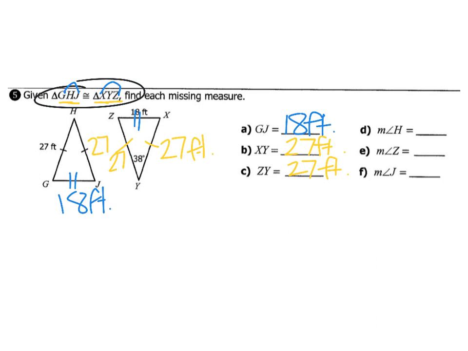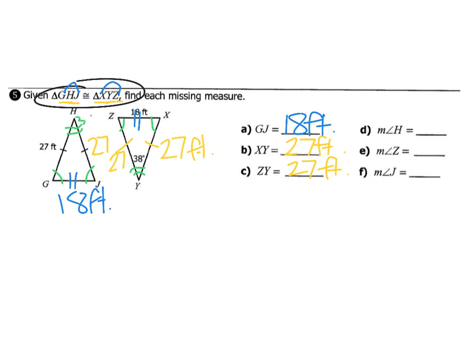So we filled all those in. Now, using what we know about special triangles, if the two legs are congruent, then the base angles are congruent because this is an isosceles triangle. So two angles are congruent, therefore these two base angles are congruent. So we know that Z is congruent to X, and we know that Z is congruent to J, and X is congruent to G. Now we know our base angle is 38.